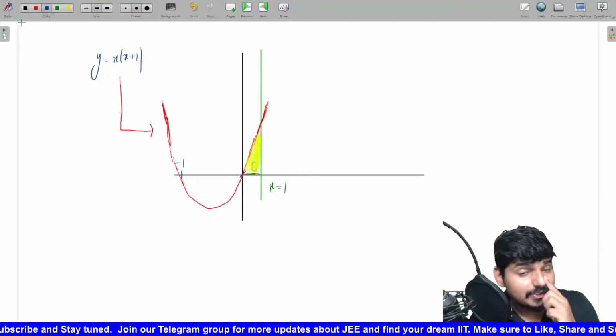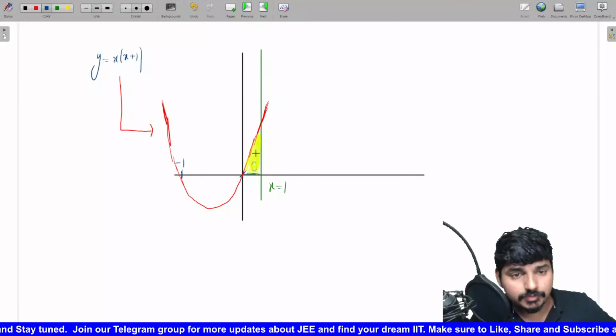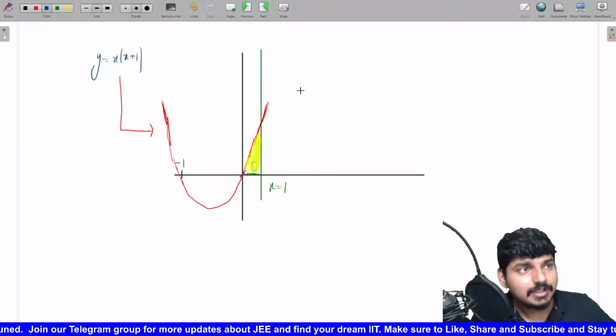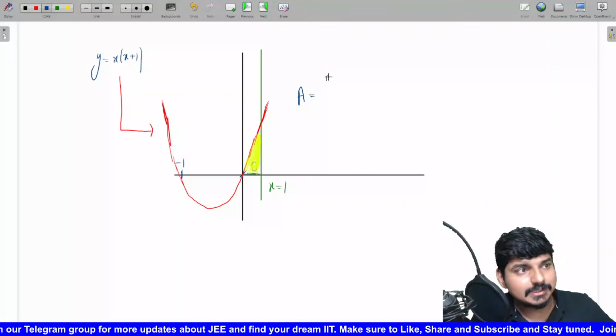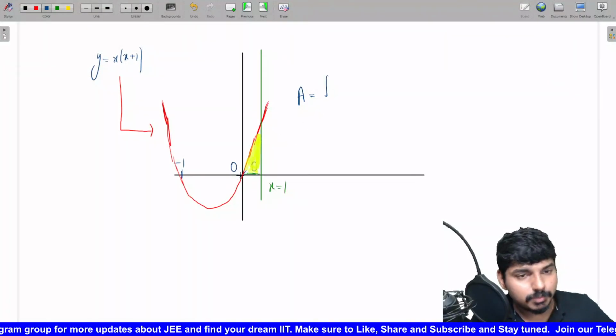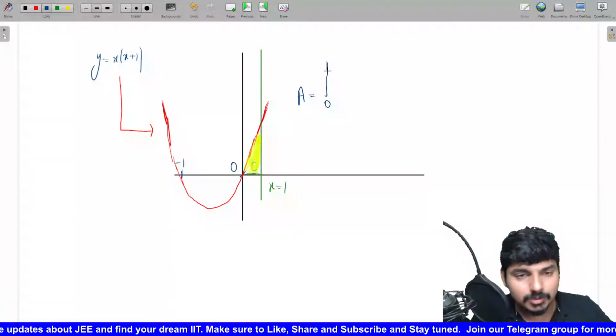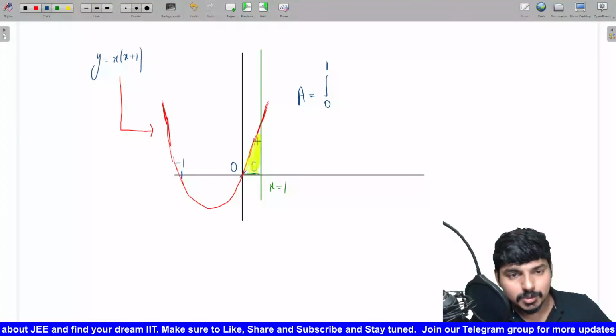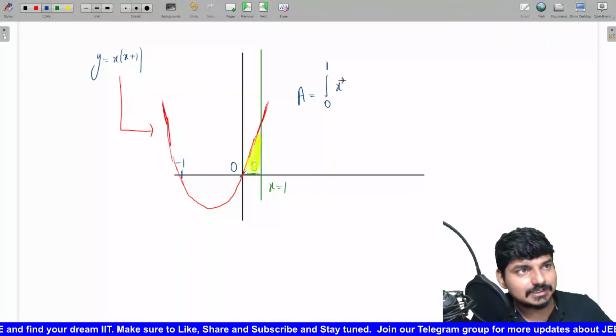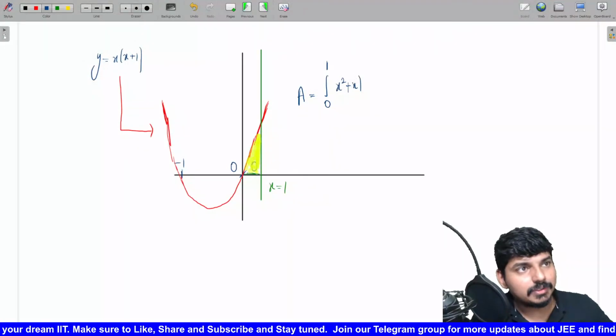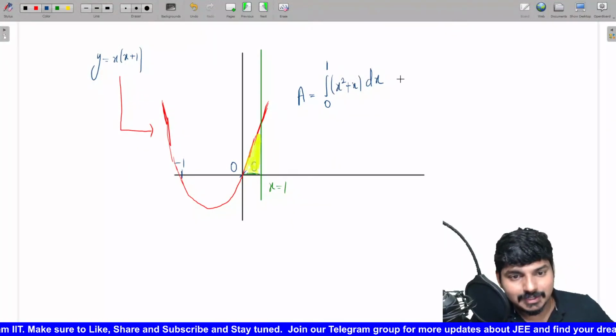Okay, now everyone listen to this very carefully. We need to find this area, this yellow region. So how do we find this area, everyone? You see, this is going to be the point 0. So it's integration between 0 to 1 of the curve, which is x square plus x, into dx. This is going to be the area that is required.